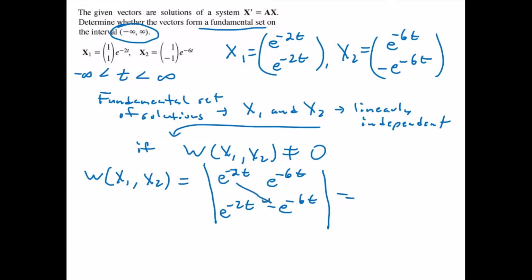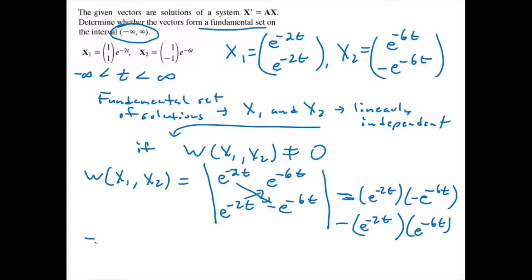So we'll multiply the e to the minus 2t and the minus e to the minus 6t, and then we'll subtract the product of the other two terms, e to the minus 2t and e to the minus 6t. And so this will give us minus e to the minus 8t minus e to the minus 8t, and that will give us minus 2e to the negative 8t.